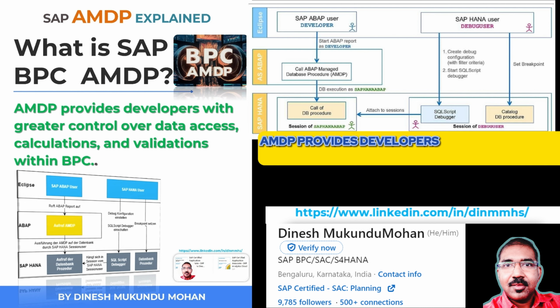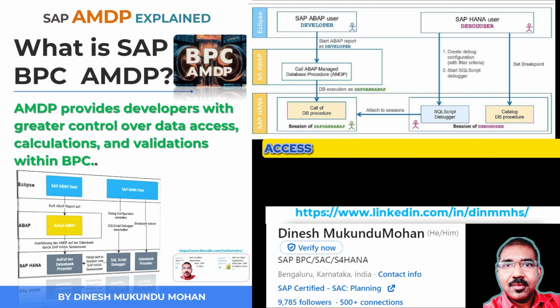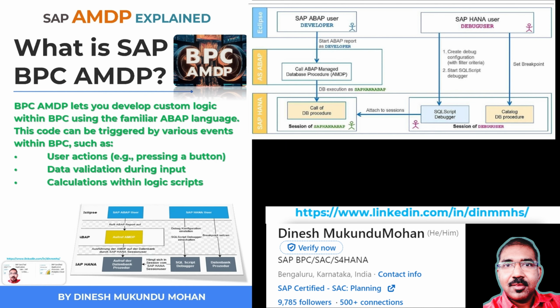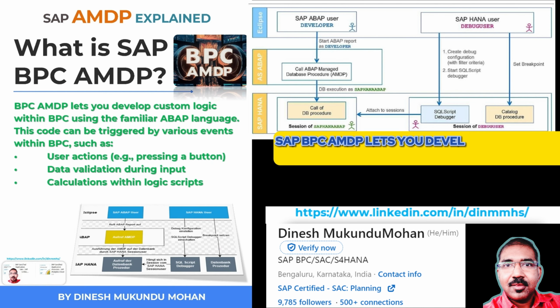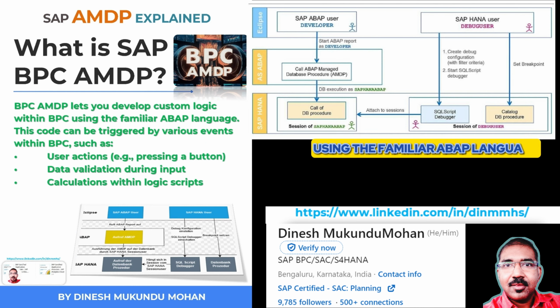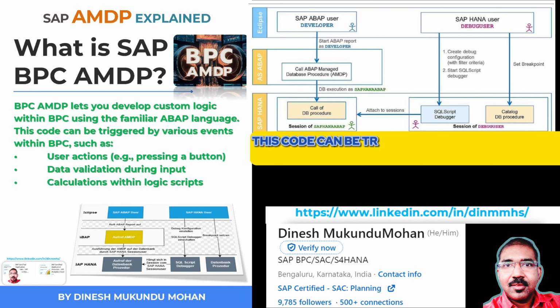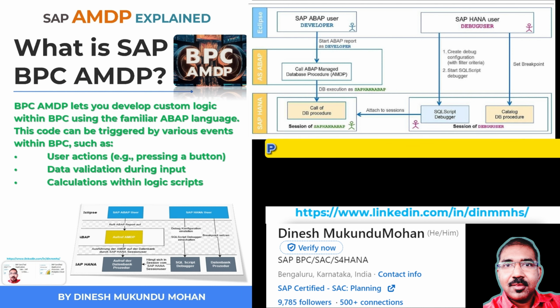AMDP provides developers with greater control over data access, calculations, and validations within BPC. SAP BPC AMDP lets you develop custom logic within BPC using the familiar ABAP language. This code can be triggered by various events within BPC, such as user actions, for example, pressing a button, data validation, during input calculations within logic scripts.